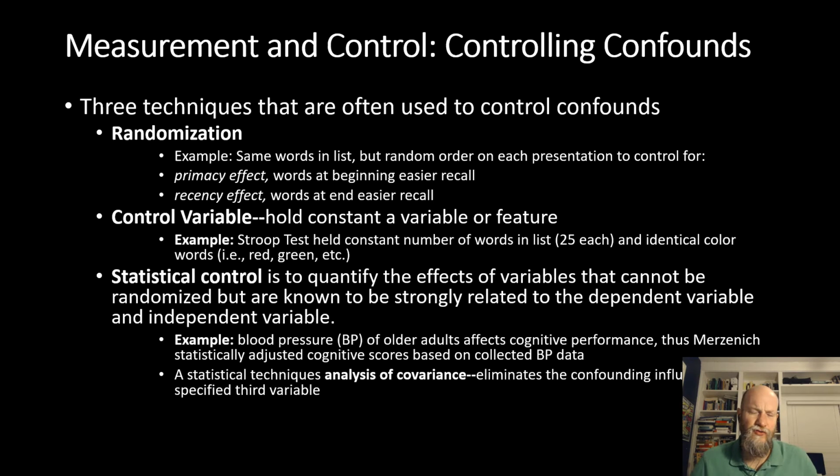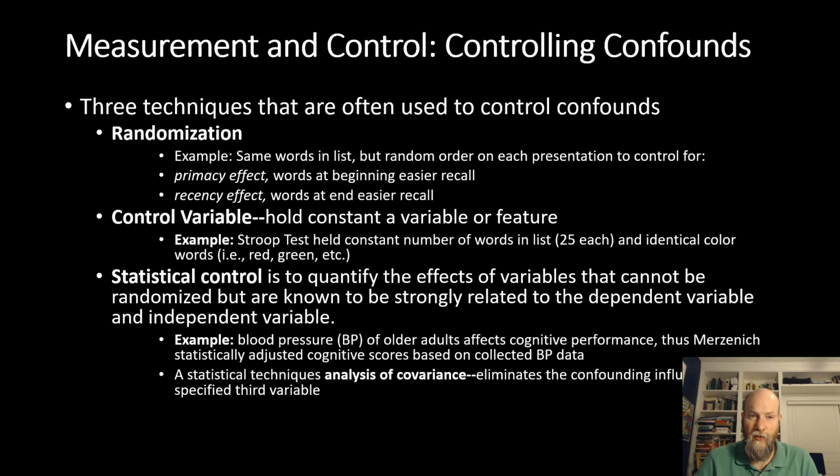So one way you can control for any possible confounds within your measurement of your dependent variable is to randomize the order of the questions that are presented, or in the case of a memorization list, randomize the order of the words. Another way we can control for confounds is to introduce a control variable. So have some feature held constant.